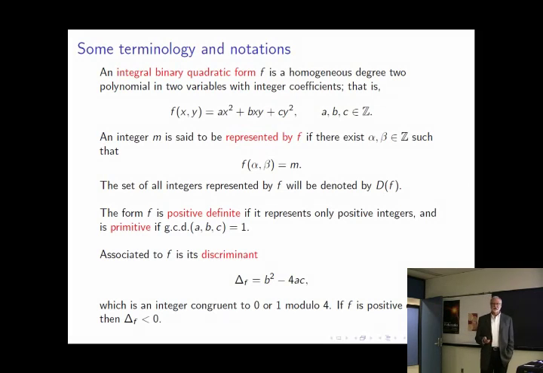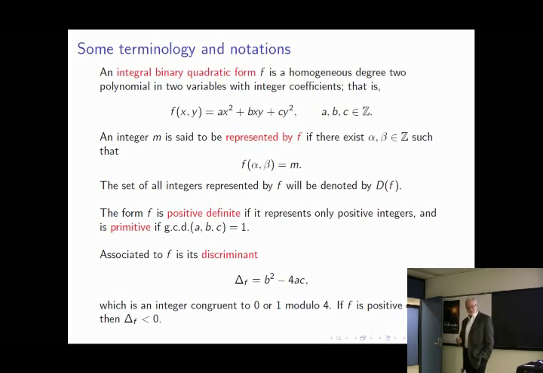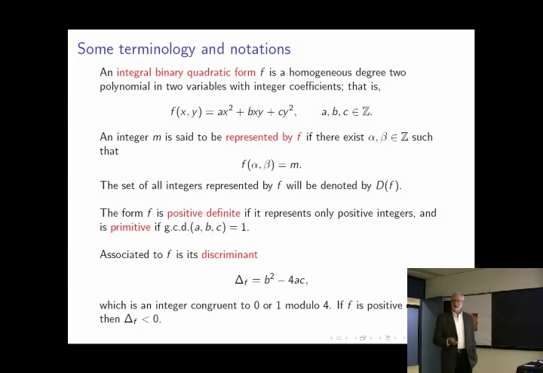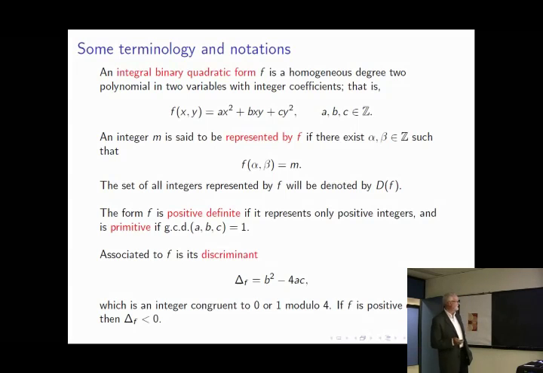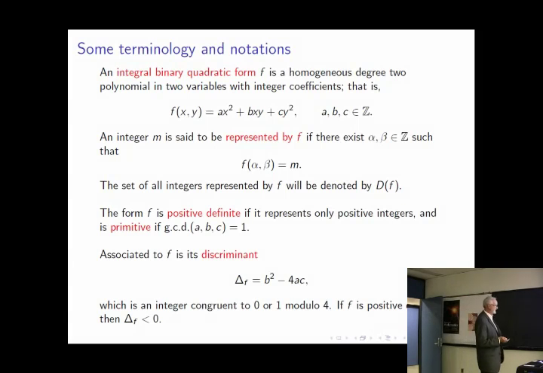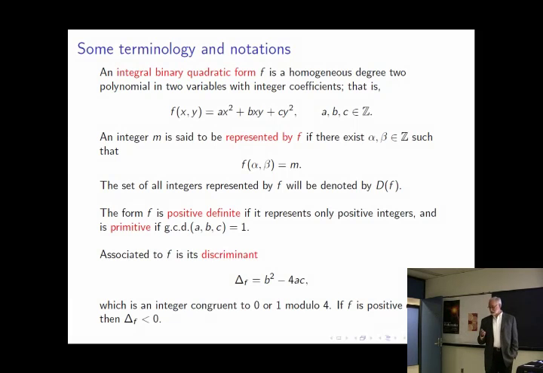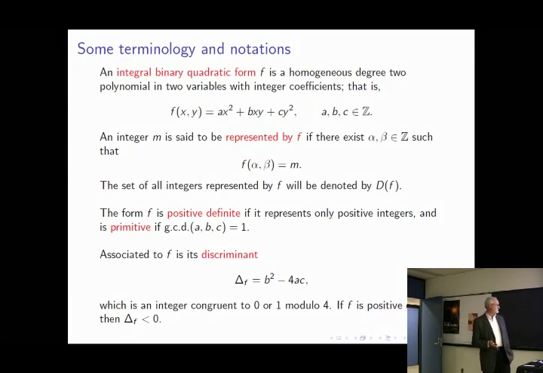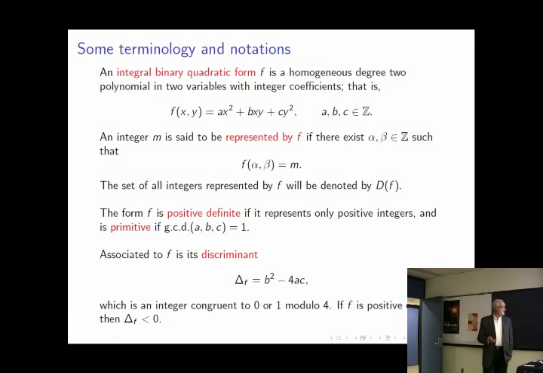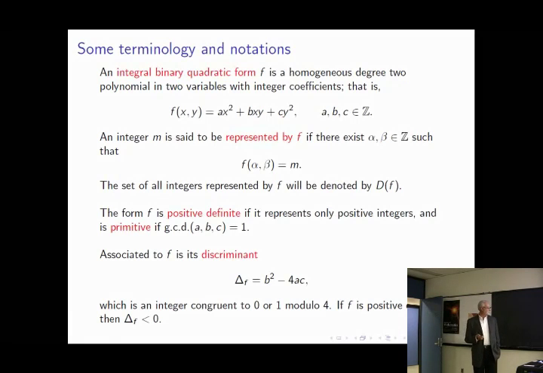Actually, in the literature, there are various conventions. I'll just use the one: I'll take b squared minus 4ac for the discriminant, maybe the most natural thing to us. And this is going to be again an integer because a, b, and c are. It'll be congruent to 0 or 1 mod 4. And if f is positive definite, that is a negative integer.